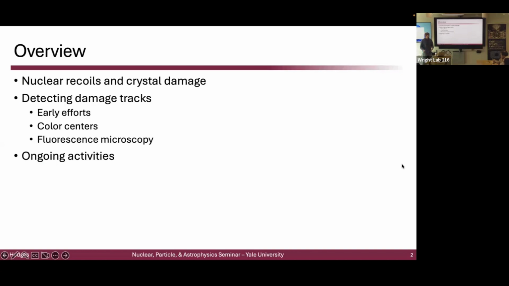So the way this talk is structured, I'm going to start off by giving an overview for why we care about detecting nuclear recoils, and then what are the advantages of looking for nuclear recoils through crystal damage. I'll then talk about some early efforts that have been done towards detecting damage tracks. And then I'm going to focus on the technique that we're using, which is using color centers to image the damage done to crystal lattices through fluorescence microscopy. And then finally, I'll present some of the ongoing work in our lab.